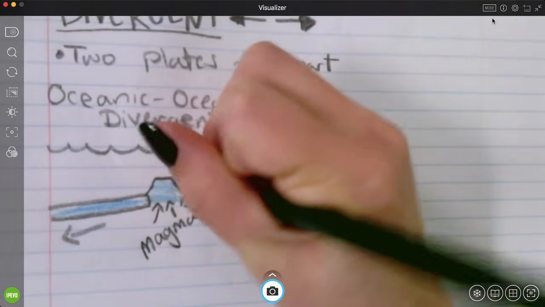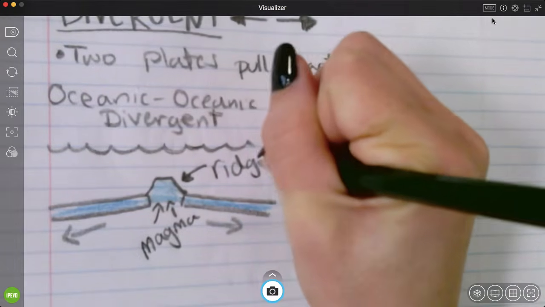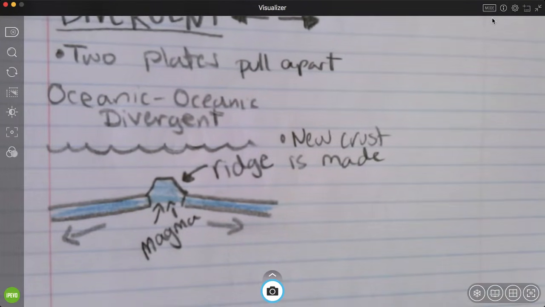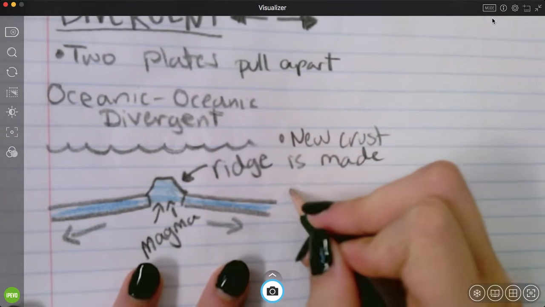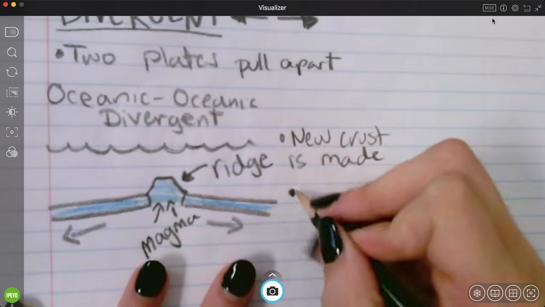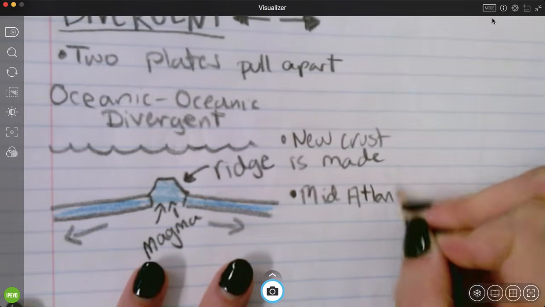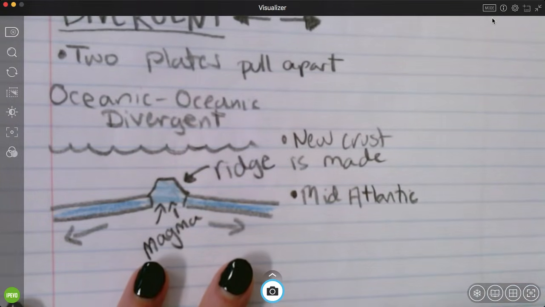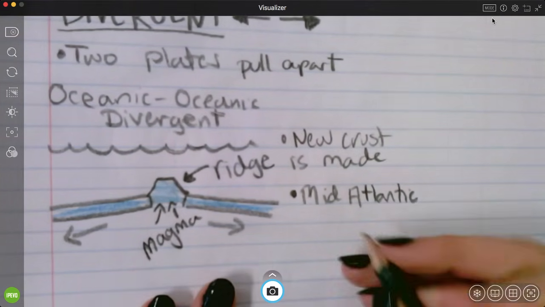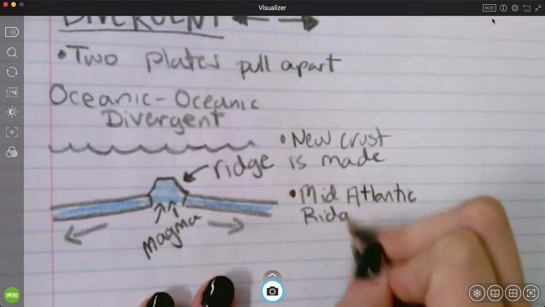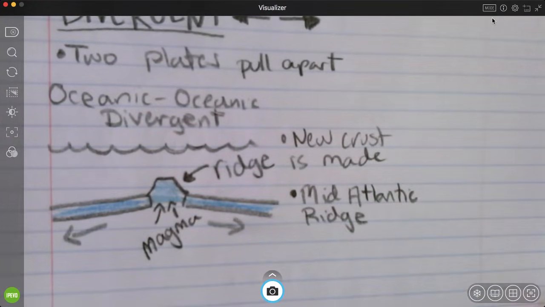This is called a ridge. A ridge is like an underwater mountain. A ridge is an underwater mountain. This is common in the Atlantic Ocean. You may be familiar with the Mid-Atlantic Ridge. It's just this ginormous underwater mountain range. All right, so I'm creating crust here.